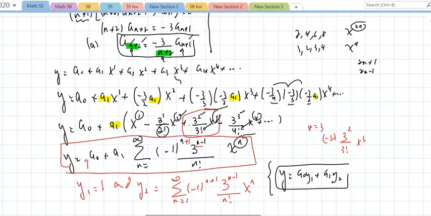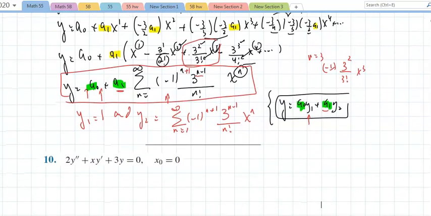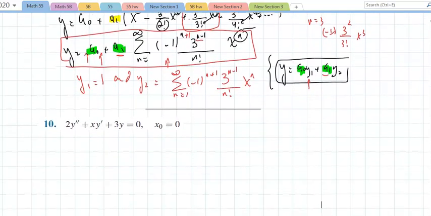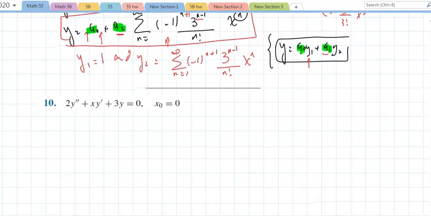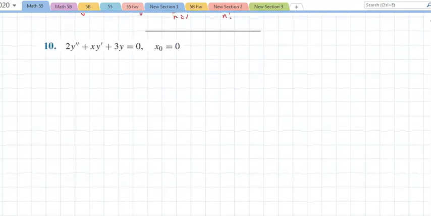So if you look at it, they're right there. y1 must be what's multiplied by a sub 0, and y2 must be what's multiplied by a sub 1. And that's basically it for this problem. We have one more to go, and this is just as much fun. This is a bit longer, but that's okay. Second order, we have plenty of time, right?